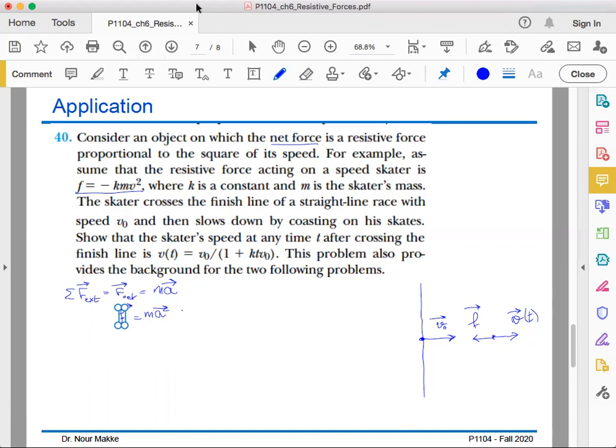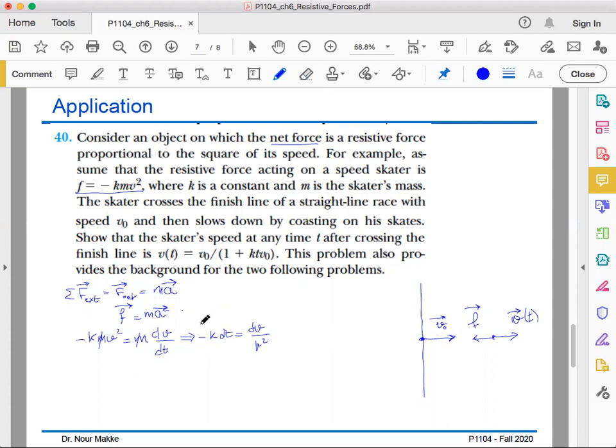Now, all we need to do is make a projection onto a given axis. So let's take the x-axis. We end up with minus K M V squared is equal to M times A, and A is nothing else than the derivative of the velocity with respect to time. Don't forget that this V is the instantaneous V. From this expression, we can cancel out the factor M. And don't forget that you have to put the differential of a given variable with the variable itself. And so you end up with minus K times dt equals dV divided by V squared.